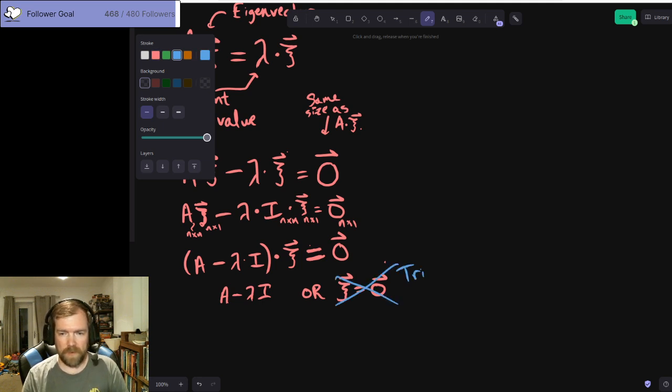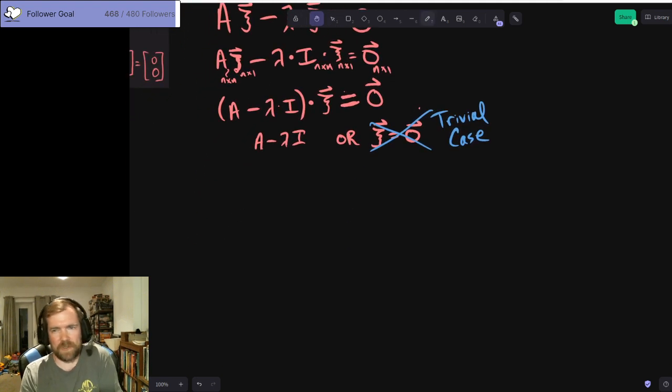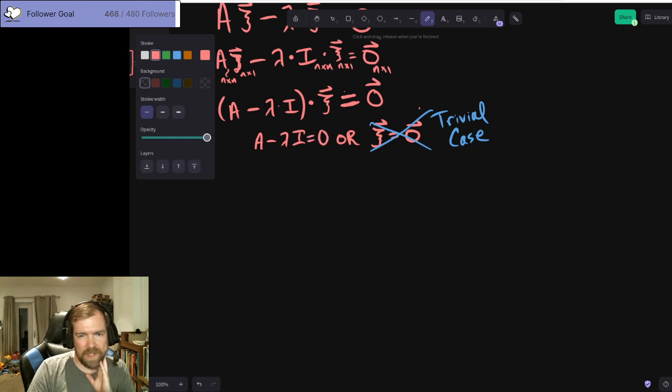So here we say, well, this is a trivial case, so that doesn't work. We already did that over there. We said that's true for literally every example, so it's not special to this particular system. We want something that's special to this system. So how does A minus lambda I equal 0?